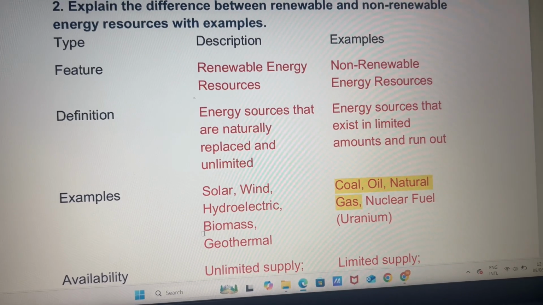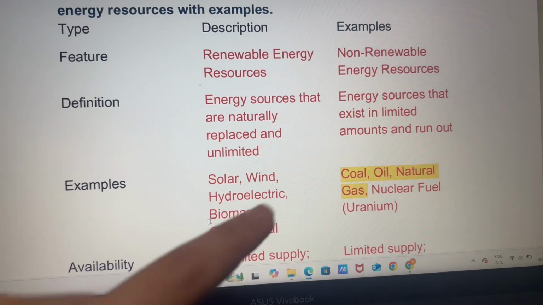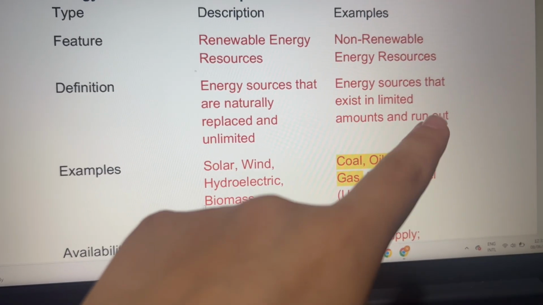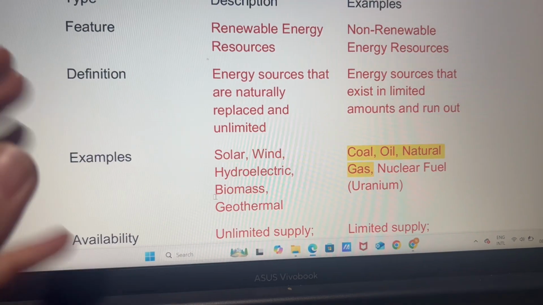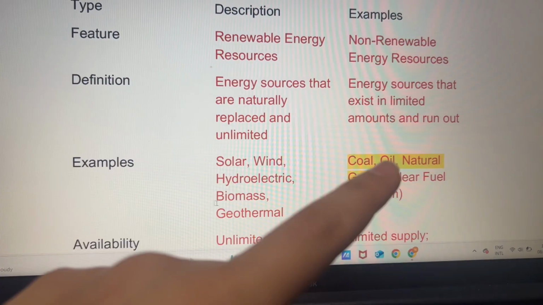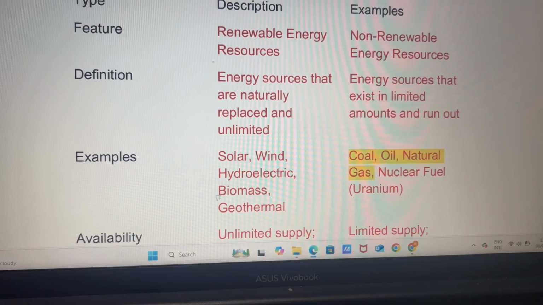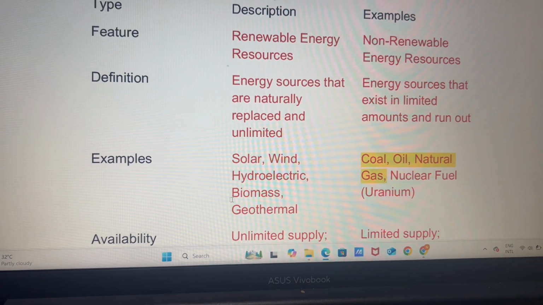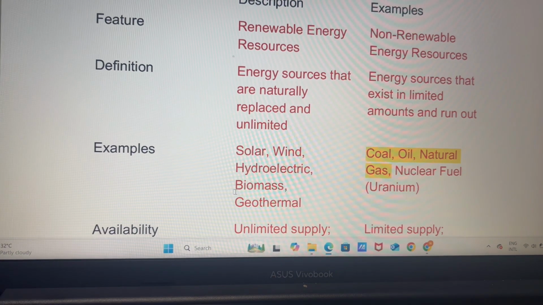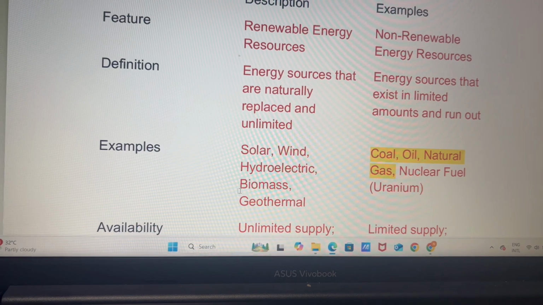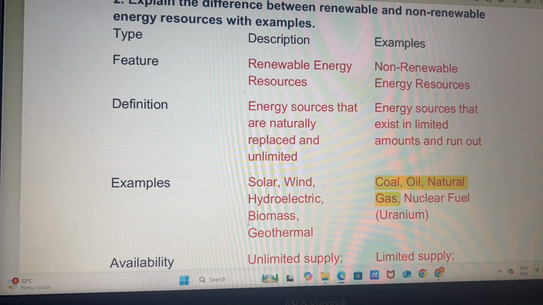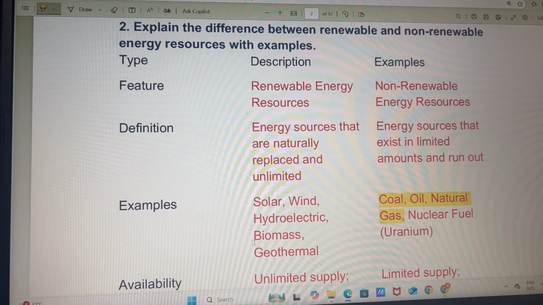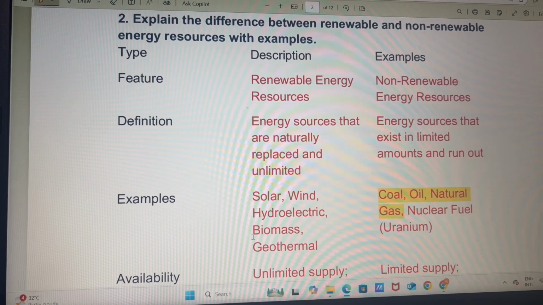But for the non-renewable ones, they are limited, and they will run out one day. They will end, you will not find any of them. Like coal, oil, and natural gas, these three are called fossil fuels. They could be found under the ground, and they were formed within millions of years under very high heat and pressure.